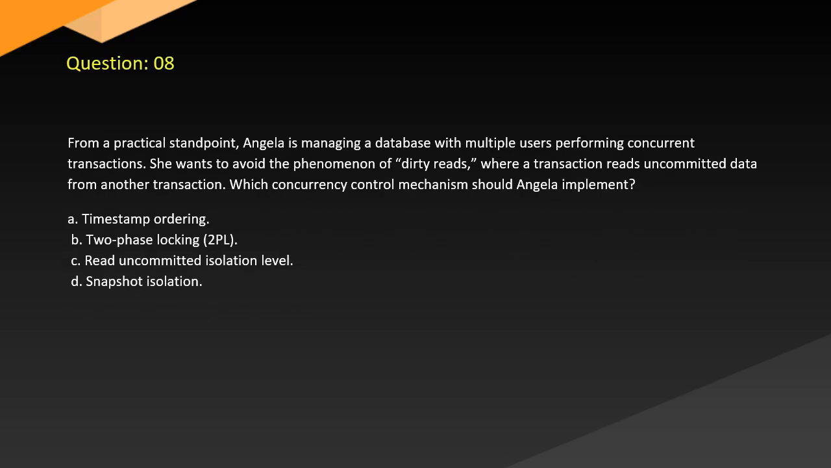Question 8. From a practical standpoint, Angela is managing a database with multiple users performing concurrent transactions. She wants to avoid the phenomenon of dirty reads, where a transaction reads uncommitted data from another transaction. Which concurrency control mechanism should Angela implement? A. Timestamp ordering. B. Two-phase locking (2PL). C. Read uncommitted isolation level. D. Snapshot isolation.